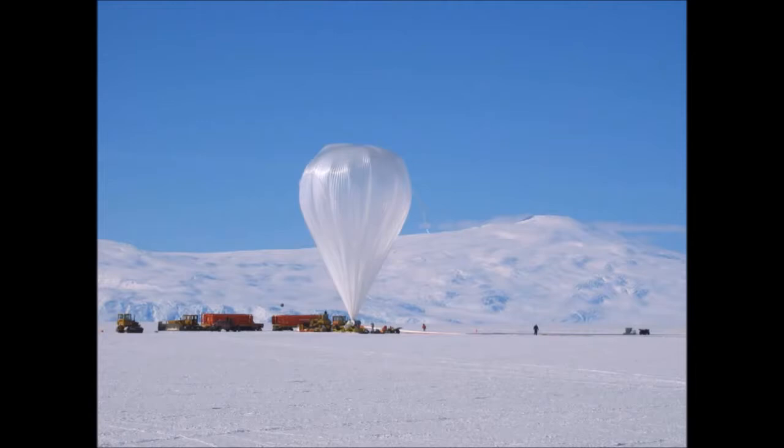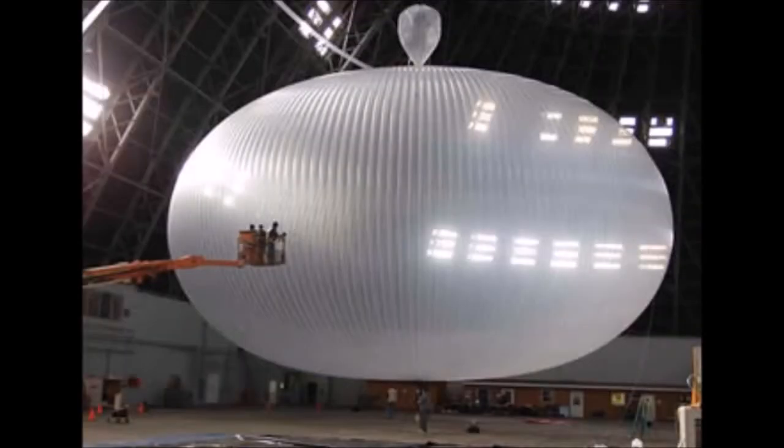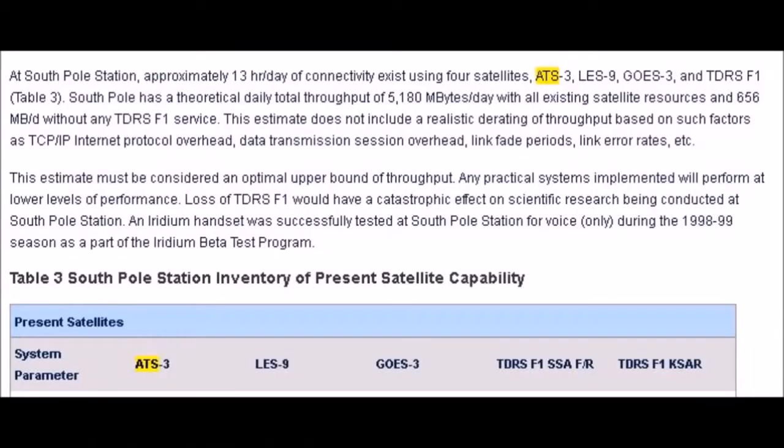Yeah, to the balloon, I guess. You're talking about the balloons you launch all the time. That is horrible. At the South Pole Station, approximately 13 hours a day of connectivity exists using 4 satellites. The ATS-3 is one, blah, blah, blah.